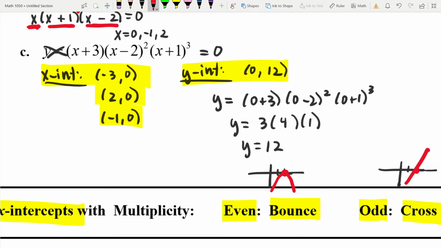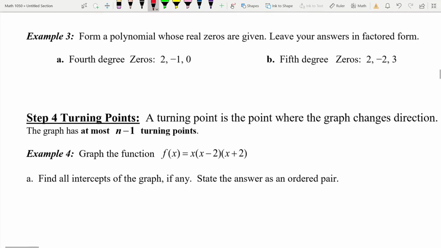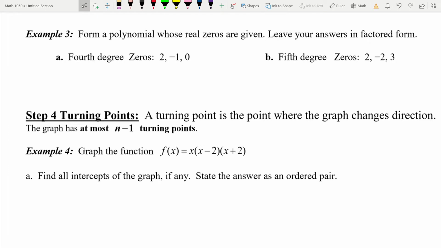This -3 came from the x plus 3. Exponent's 1, cross. X equals 2 came from here. Exponent's even, that means bounce. -1 came from here. Exponent's odd. Odd means cross. Who says I'm with you? Raise your hand. Let me see how we're doing. Okay, great.